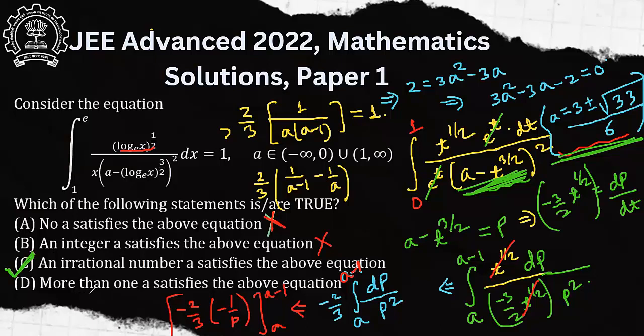Option D says more than one a satisfies the above equation. Yes, certainly. We have two values of a, 3 plus root 33 by 6 and 3 minus root 33 by 6. So we have two values of a satisfying the above equation. So we have two correct options, C and D. So C and D become the correct options for this question. Okay, thank you.